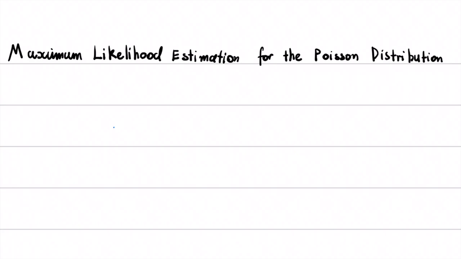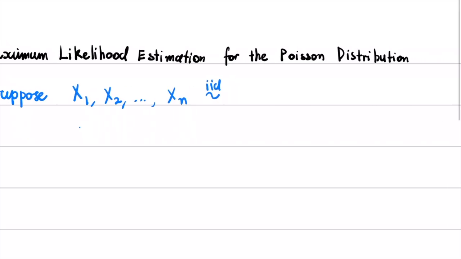Welcome. In today's video, we're going to be looking at maximum likelihood estimation for the rate parameter of the Poisson distribution. So to begin with, suppose we have a series of independent and identically distributed random variables, x1, x2, all the way through to xn, and we write IID on top of the distributed sign here, and suppose that they have a Poisson distribution, each of them with the same rate parameter lambda.